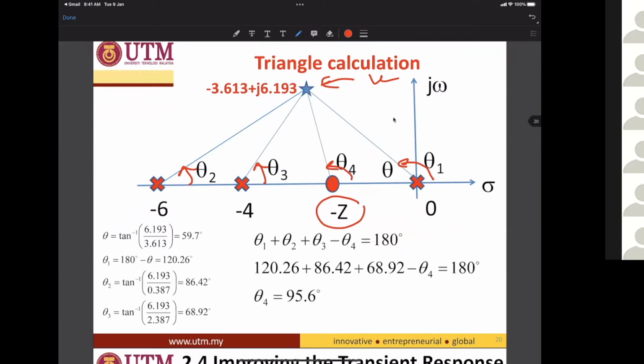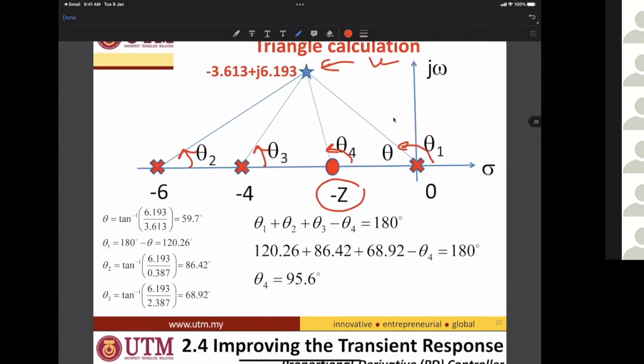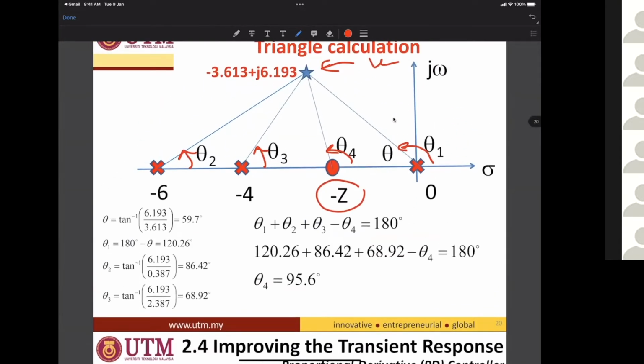Okay. Jadinya sekarang ni saya kira, okay, so theta 1 adalah 180 darjah, tolak theta, which is inverse tangent 6.193 bagi 3.63, 59.7. So give you 120.26.